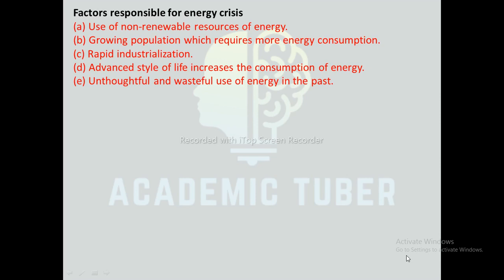Factors responsible for energy crisis. Use of non-renewable sources of energy, growing population which requires more energy consumption, rapid industrialization, advanced style of life increases the consumption of energy, and unthoughtful and wasteful use of energy in the past.